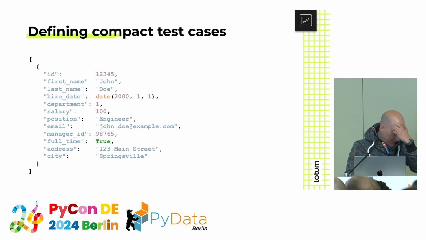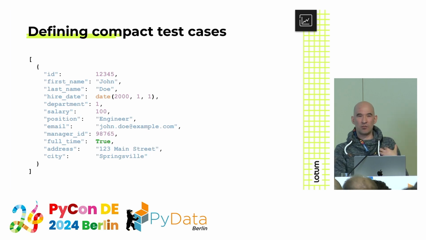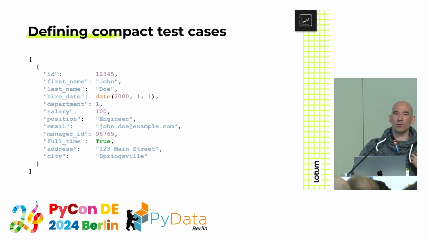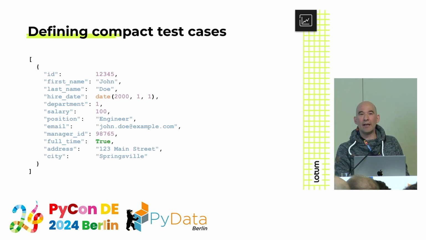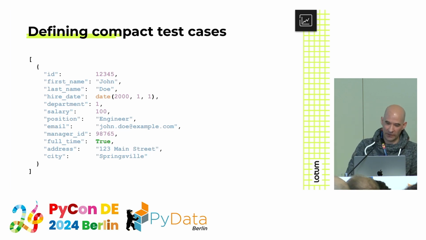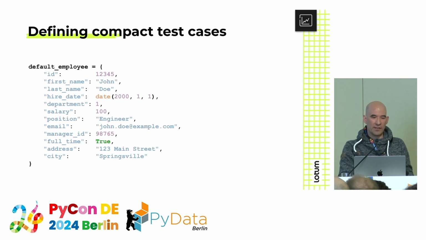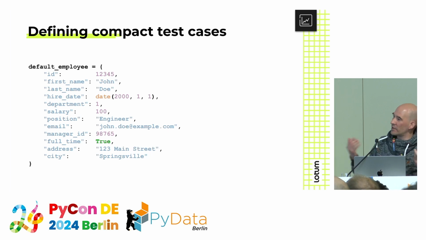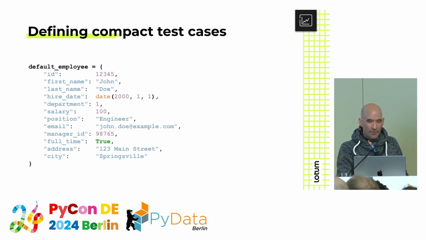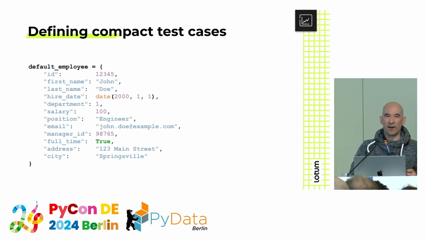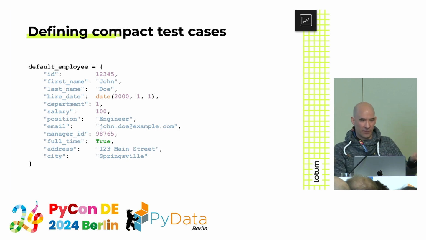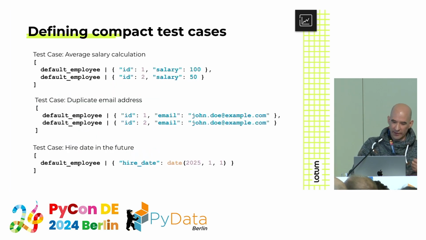So, I mentioned this before. I want my test cases to be compact, and I want to define test cases in such a way that they only need the data that actually is required to test this very specific functionality. So what we do at Lotum is we define default rows in our database. So for instance, we define this as our default employee. And from the default employee, we derive test cases where we just define what has changed to the default employee in order to test this functionality. And it looks like this. I'll give you some examples.